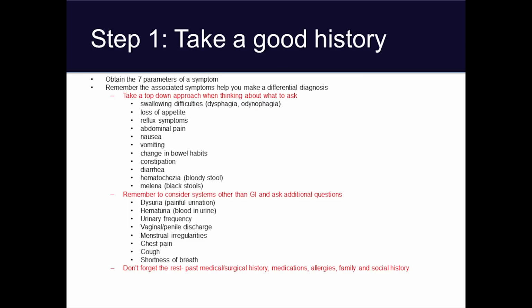You might also ask about vaginal or penile discharge or menstrual irregularities, which might indicate a problem with the gynecologic system. You also might want to ask about chest pain, cough, shortness of breath, which would get at any cardiopulmonary cause for your abdominal complaint. And obviously don't forget the rest. You need to ask any pertinent past medical or surgical history, medications, allergies, and family and social history.